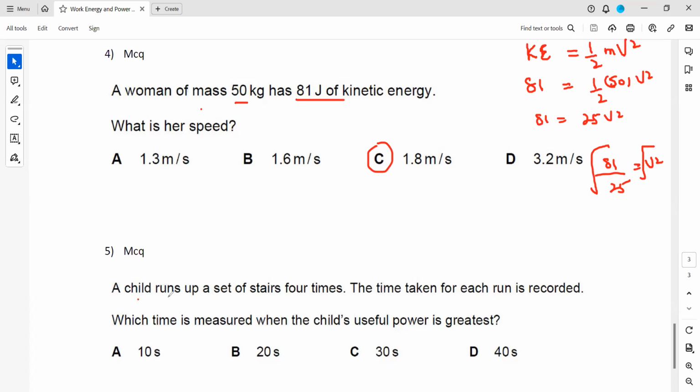In question 5, the child runs up a set of stairs 4 times. The time taken for each run is recorded. Which time is measured when the child's useful power is the greatest? What is the relation between the power and the time? They are inverse. If we take a short time to do a work, the same work, it means we develop more power. So in which one is the time taken the shortest? So 10 seconds is the shortest time. So if we take the shortest time, it means we develop more power. That's why A should be the right answer for this.